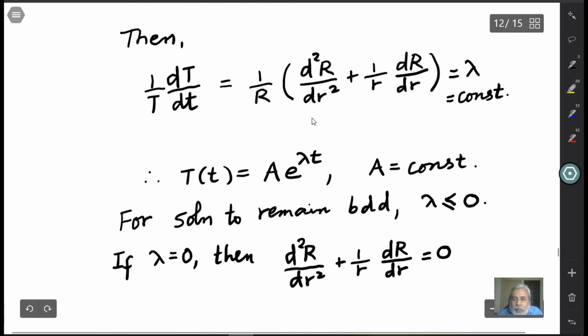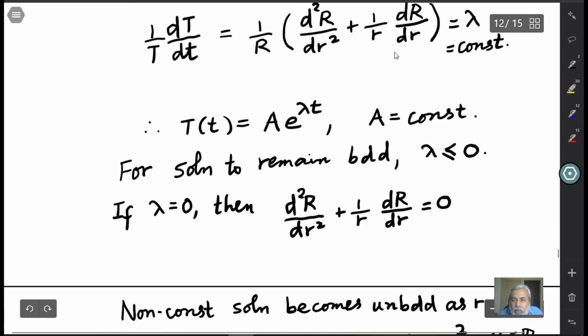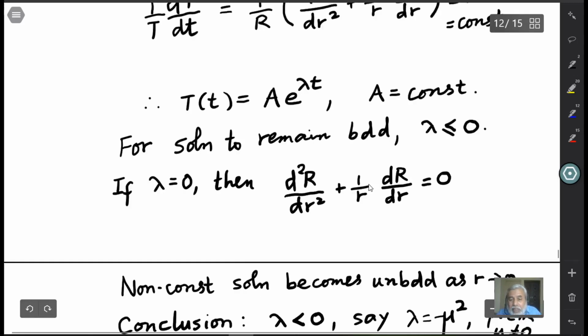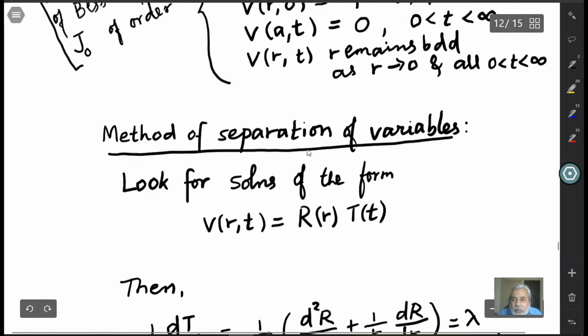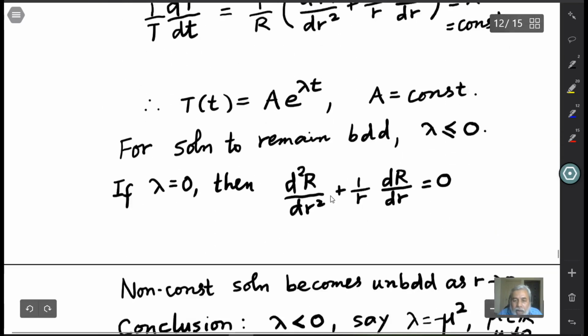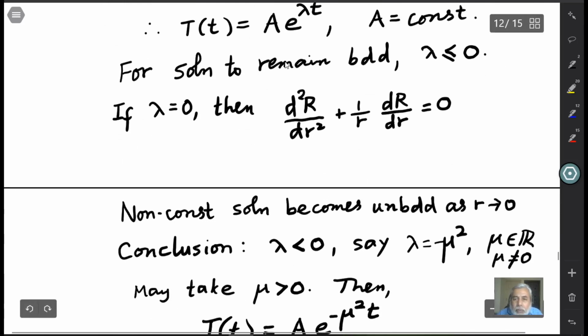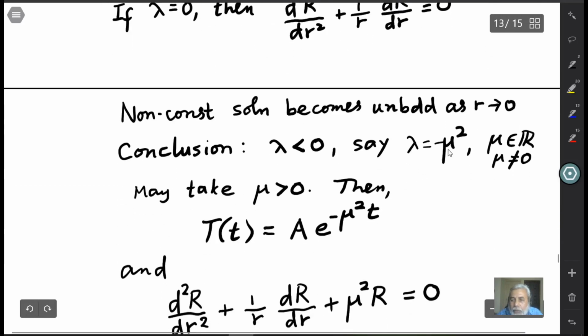Okay, again when lambda equal to 0, you consider the other equation, R'' plus 1/r R' equal to 0, and if you look for a non-constant solution of this equation, the non-constant solution becomes unbounded as r tends to 0. Okay, again we don't want that. We want the solution to remain bounded as r tends to 0, and that forces lambda to take only negative values. Okay, so we put lambda equal to minus mu square, and we may assume that mu is positive.